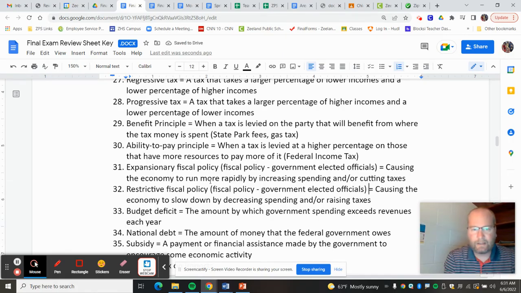There we go. That's the opposite of that expansionary policy. So we're trying to restrict things, slow things down.